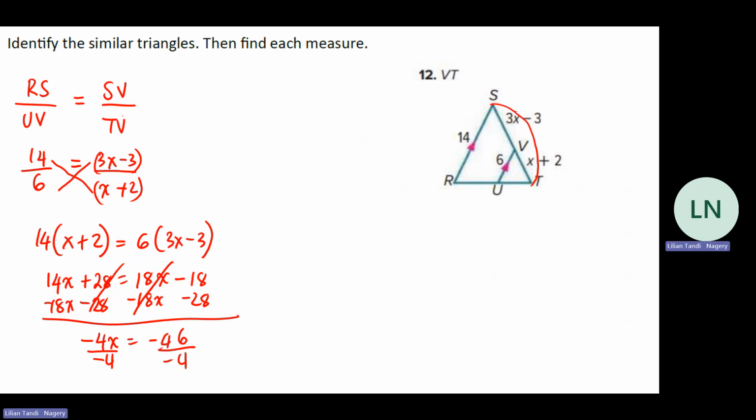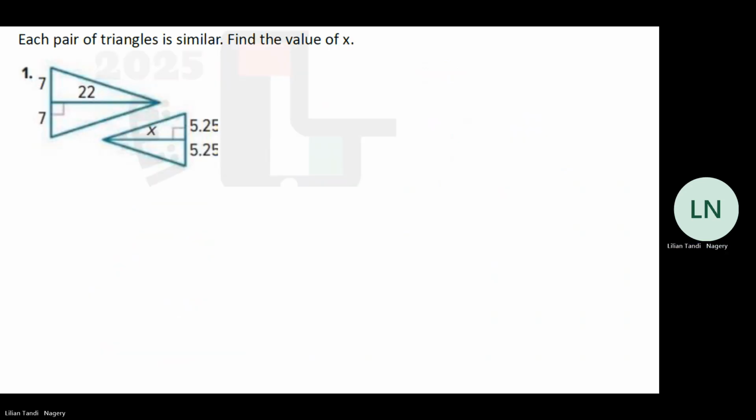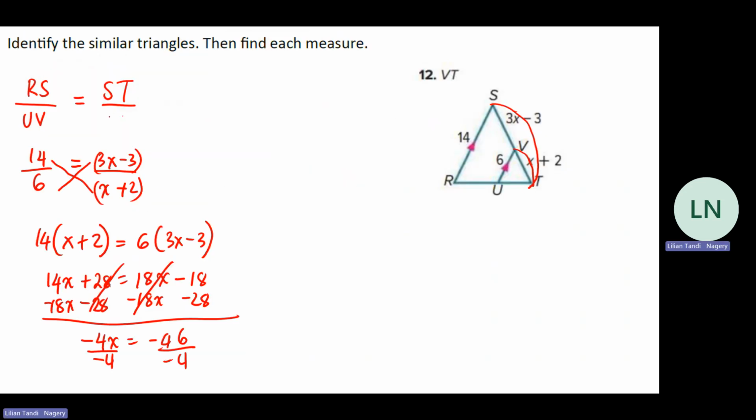I should do SV, ST, and VT. Yes, ST and VT. Okay. Yes. Big line goes with big line. Small line goes with small line, like that. Okay? So that's the reason.